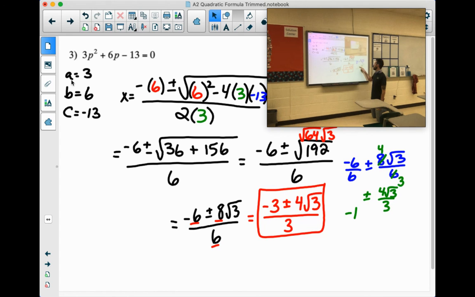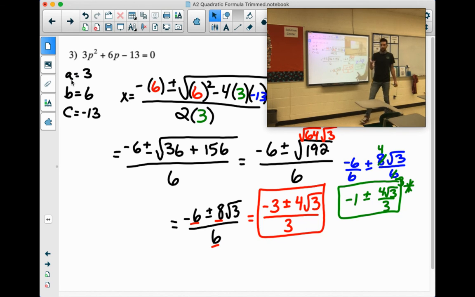I got all jumbled up. But I like this answer better because if you look, they're both fine. We have the 4 root 3 over 3, but if you look, we have the negative 3 over 3. To me, that can still be simplified. And especially when we get to complex numbers, you're going to want them listed separately because that is standard form for imaginary numbers. So I like this one better, the green one.